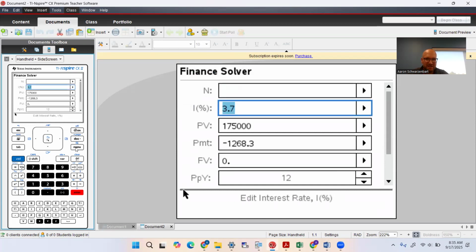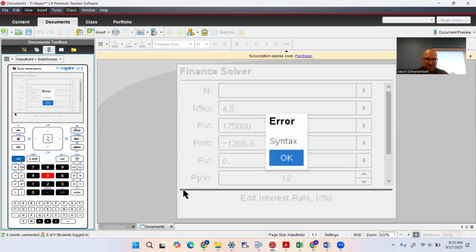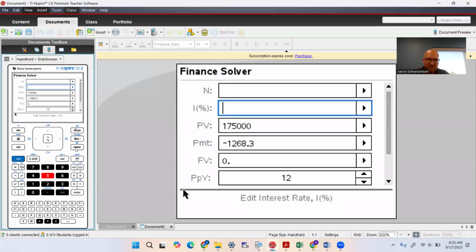I don't know N this time. My interest rate was 4.5. Yeah, that is actually what it would do in Europe. They use commas. We started with 5,200. My payment is, so one of these has to be negative. Either your present value or your payment has to be negative. My future value is 0.